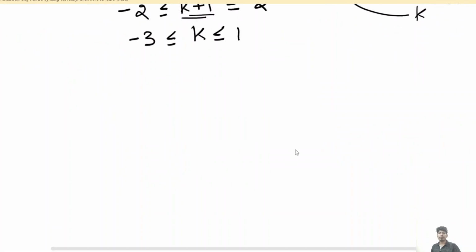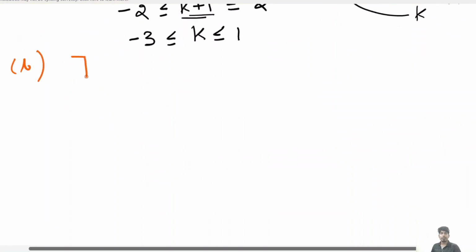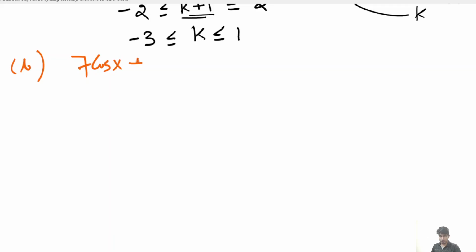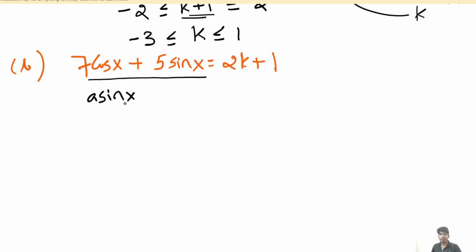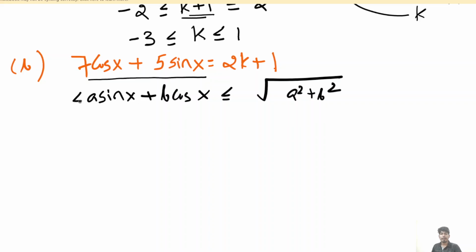Then our second part is 7 cos x plus 5 sin x equal to 2k plus 1. We have to solve this. This is in the a cos x plus b sin x format, and we know it is less than or equal to the root of a square plus b square and greater than or equal to minus the root of a square plus b square.